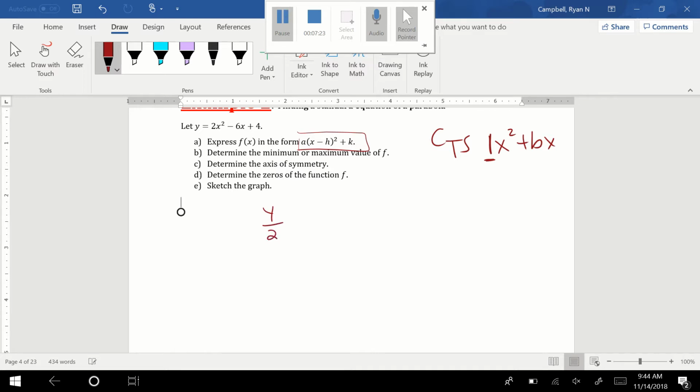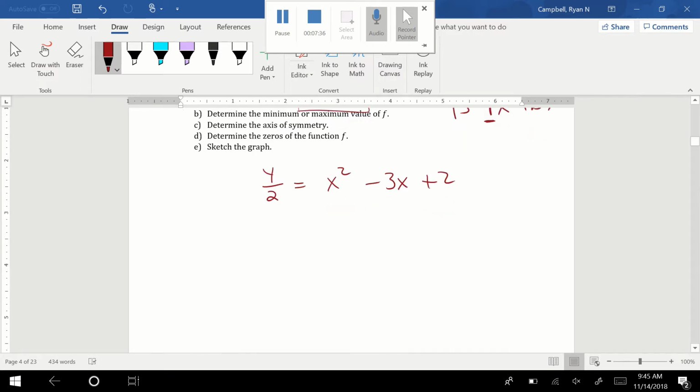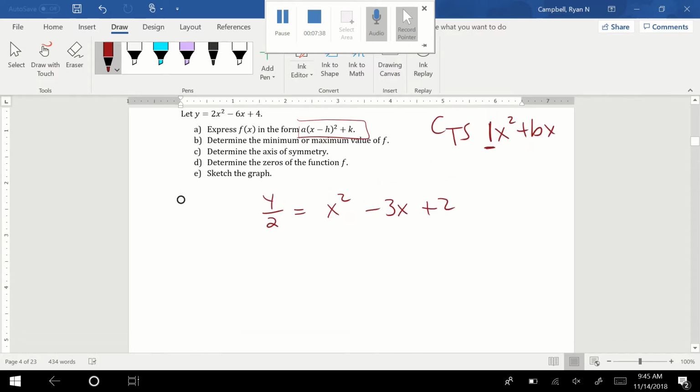So we have y divided by 2 equals x squared minus 3x plus 2. Remember, if you divide one thing, you divide everything by that. So if we divide everything by 2, that includes that y. We have to divide y by 2. So let's also get that 2 off to the other side. Let's make it easy on us. So we're going to have y over 2 minus 2 equals x squared minus 3x.